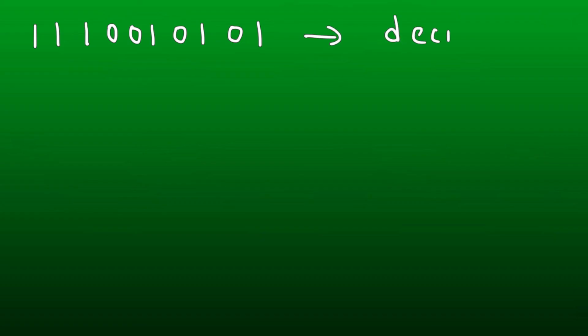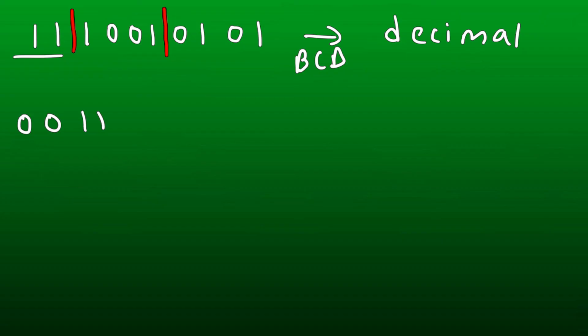Now let's say if we want to go backwards. Let's say if we have the number 11 1001 0101. How can we convert this into a decimal? Now keep in mind, this is not a regular binary number, but it's a binary coded decimal, which means we need to break it up into groups of 4. Here we only have 2 numbers, so we need to add 2 zeros. So the first group of 4 is going to be 0011, that's for this side, and the second group of 4 is 1001, that's for the middle, and on the right side 0101.